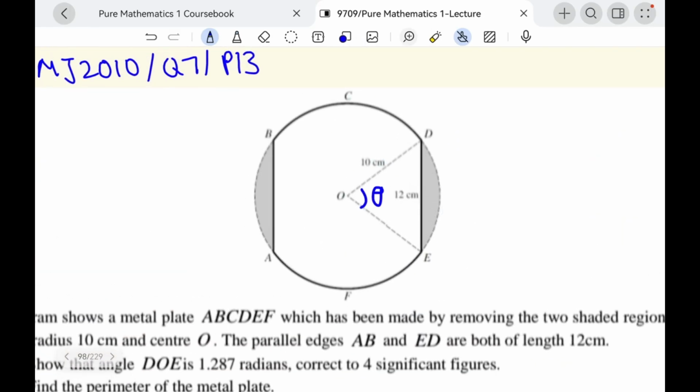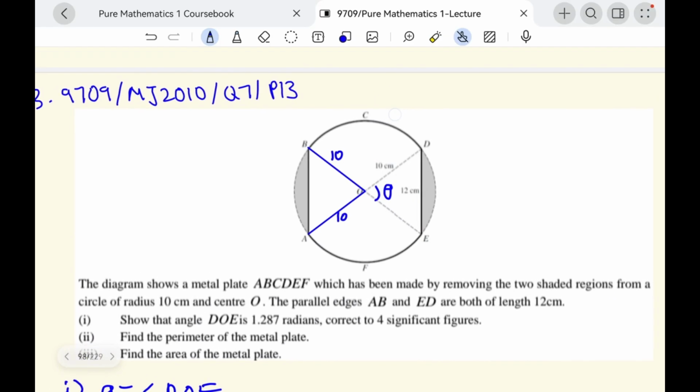You can draw a line over here which has the length of 10, which is the radius. So here is 10 and 10. To get the perimeter, you must get the arc length of both of these as well as the length of the chord. The chord AB is equal in length to DE, which is 12. But how do we get the angle alpha? Let's say here is the alpha.